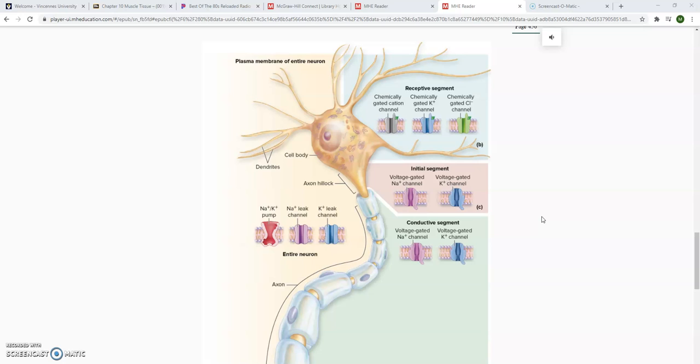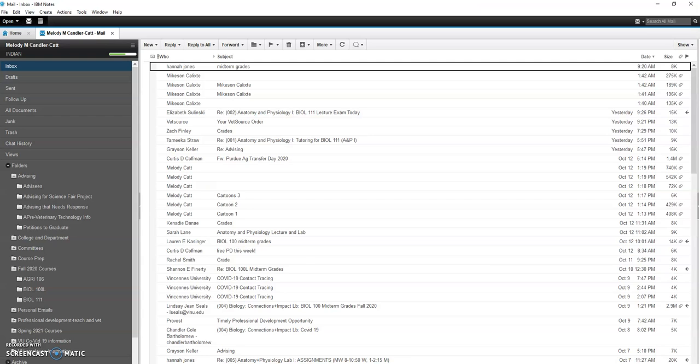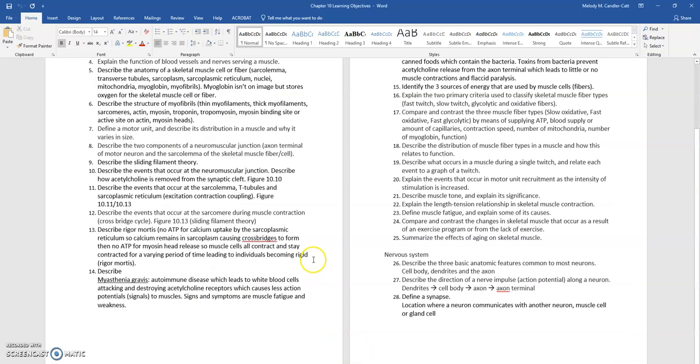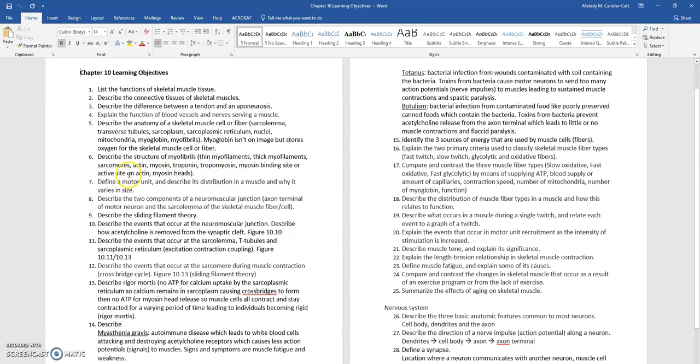They're the ones that are responsible for sending nerve impulses. And so we're going to focus on the anatomy of the neuron this week, as well as the anatomy that we just went over in the last couple of videos about the skeletal muscle cell anatomy. So I'm going to go to our objectives and show you where we're at. There we go. In our last video, we talked about the myofibrils and their structures. So we're on to motor units and neuromuscular junction.